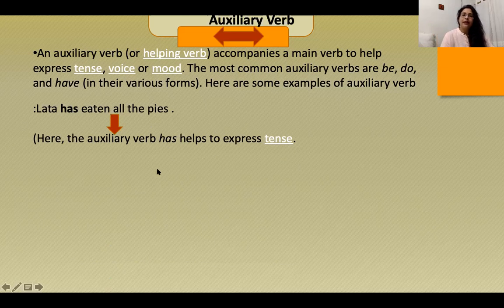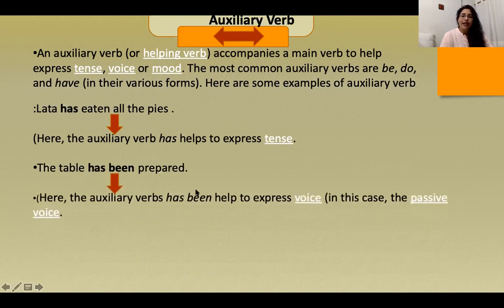It's helping in identifying the form of tense. Second, the table has been prepared. When I say the table has been prepared, here the auxiliary verb has been helps to express voice. In this case, it is a passive voice.